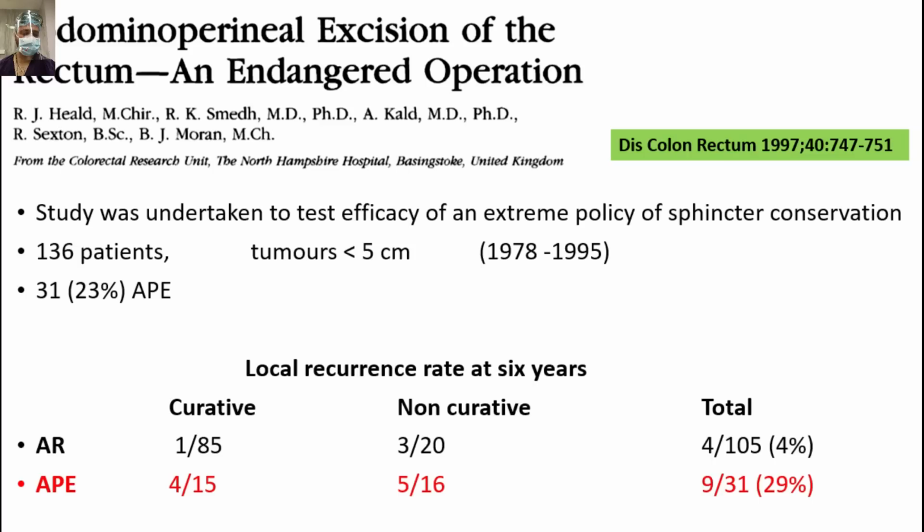In the anterior resection group, they saw the recurrence rate after 6 years. In the curative group, when the resection margin was negative, it was one case, and when the resection margin was positive, that is non-curative, it was 3, and total 4. That was 4% only. After abdominoperineal excision, the recurrence rate in the curative group was 4 out of 15 and 5 out of 16, and total 9, so 29% had a recurrence after abdominoperineal excisions.